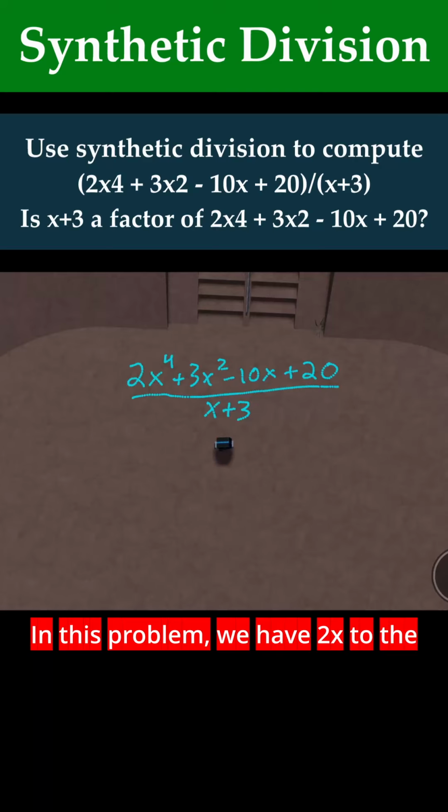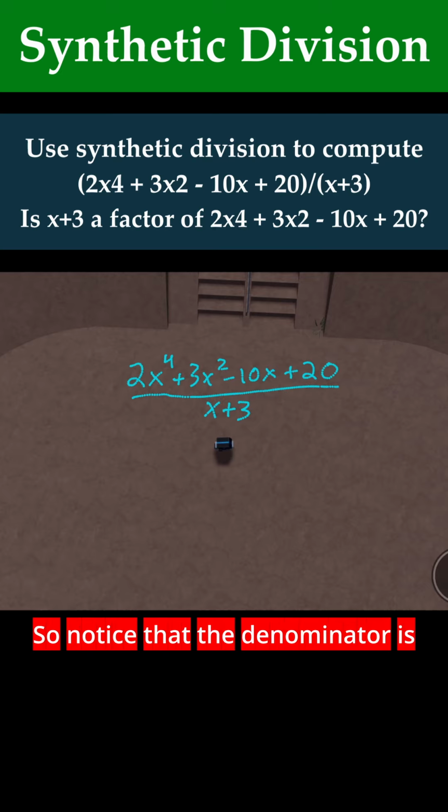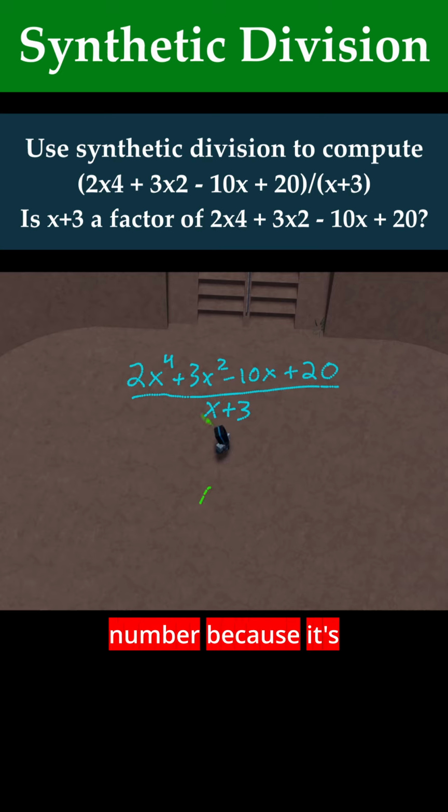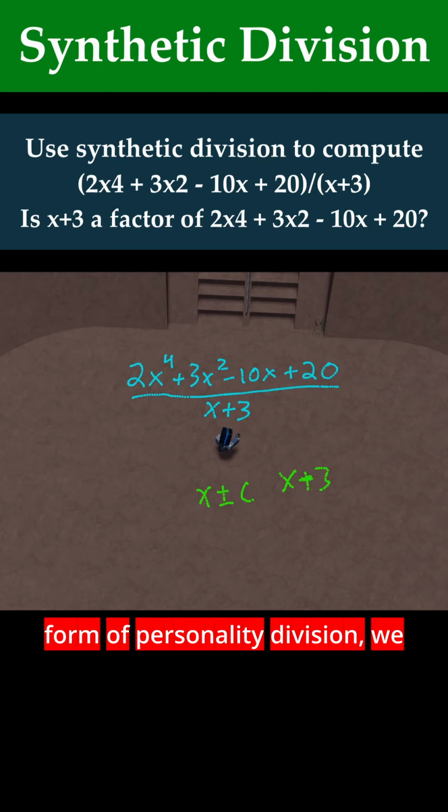In this problem, we have 2x to the fourth power plus 3x squared minus 10x plus 20 divided by x plus 3, and we need to use synthetic division to quickly evaluate this. So notice that the denominator is in the form of x plus or minus a number because it's x plus 3, and because it's in the correct form for synthetic division, we can proceed.